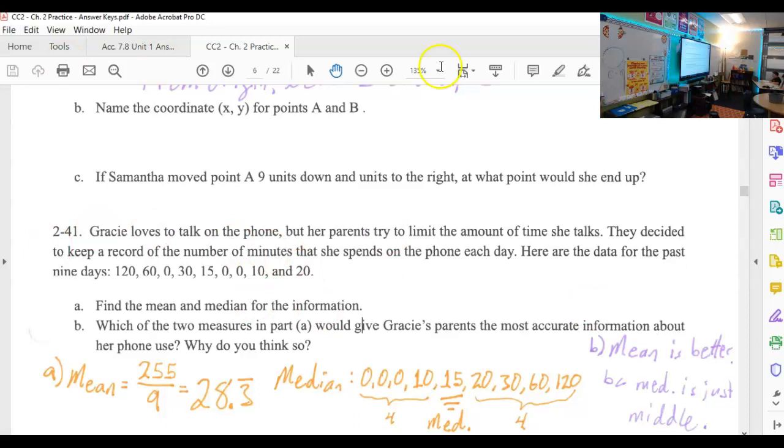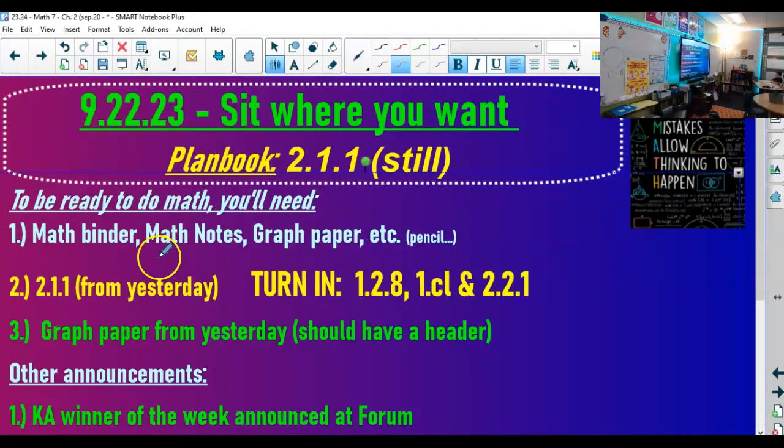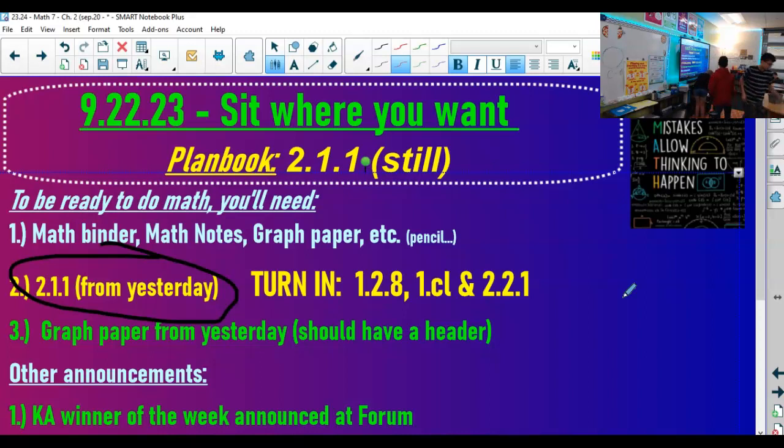Okay, all right, whatever is done, turn in, please. I'll put this slide up again, and then you need your 211 from yesterday. You need your 211 from yesterday. I don't know, Mr. McKinney. I'm going to wait a minute while people turn papers in, so I give you time. I should see people moving, or I'm real concerned that we didn't do our homework. And then the graph paper from yesterday should have a header.